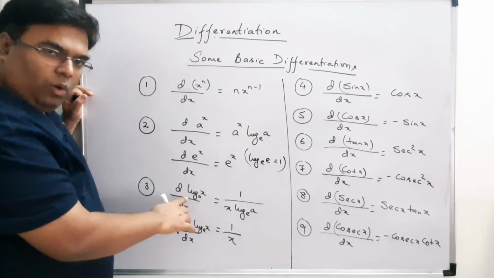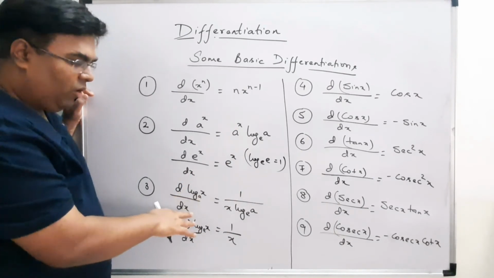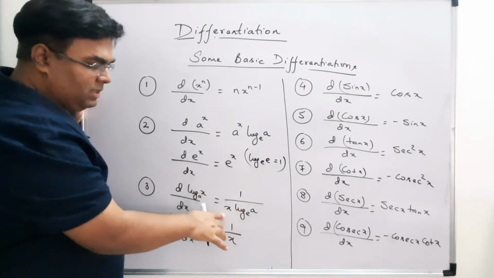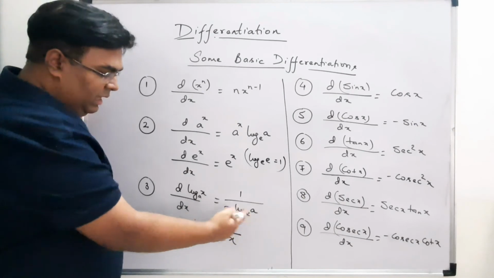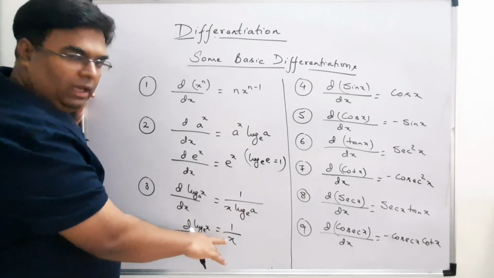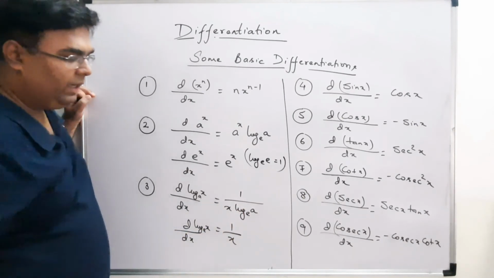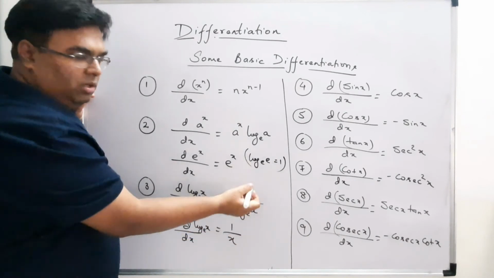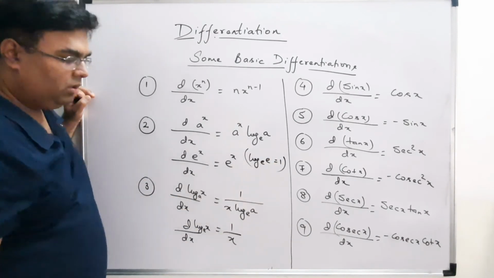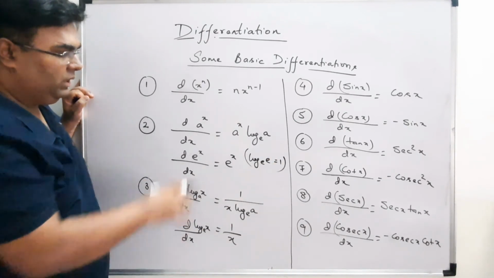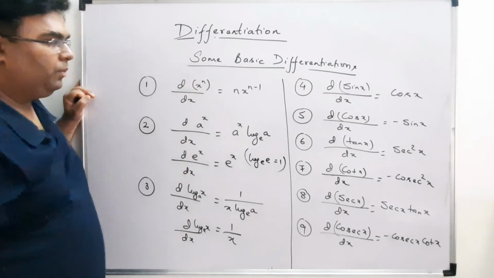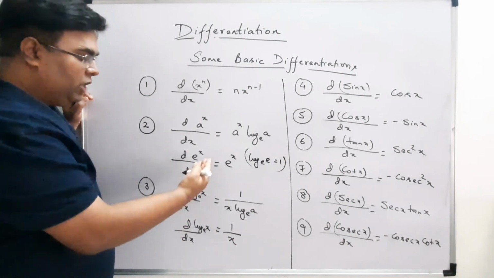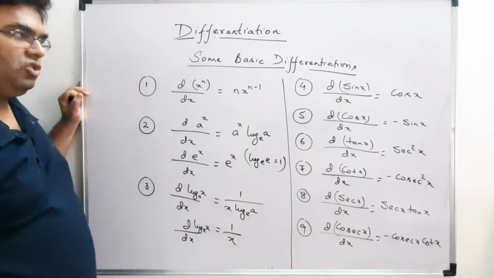Similarly, differentiation of log x is basically 1 upon x log e a, and in the special case where a is equal to e, this is only 1 by x. Again the same logic, because log e e is equal to 1, right? So these are the three related to your polynomial, exponential and logarithmic functions.